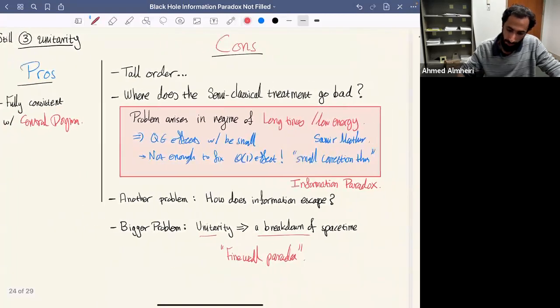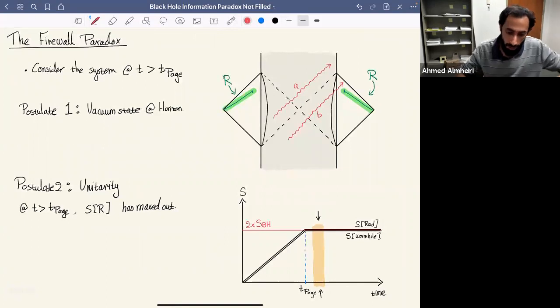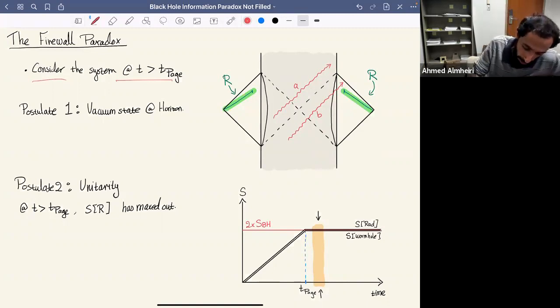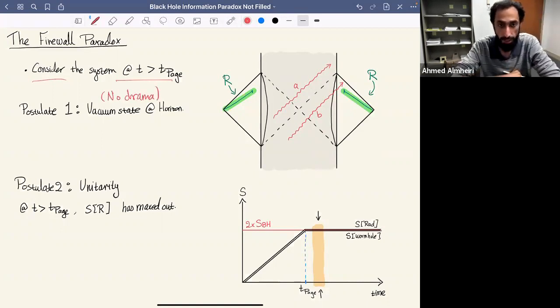So let's talk about the firewall paradox. Let's consider the system after the Page time, and let me state two postulates. The first postulate, postulate 1, sometimes goes by the name of no drama, which is the statement that the state at the event horizon of the black hole is empty. It's the vacuum state.